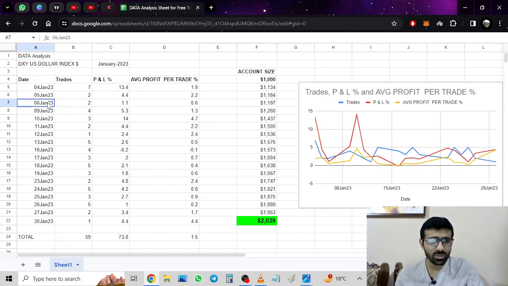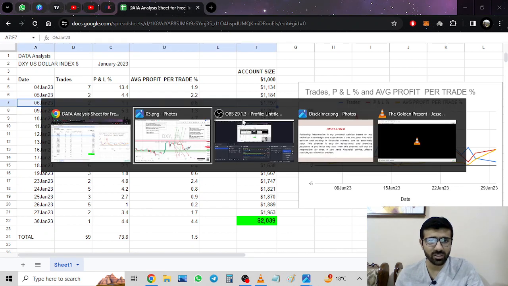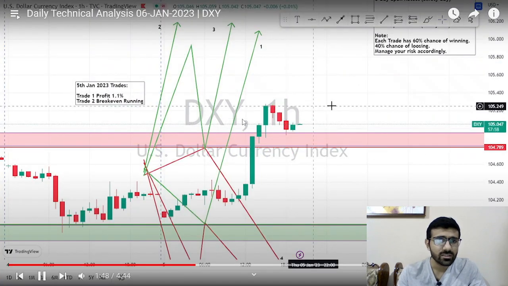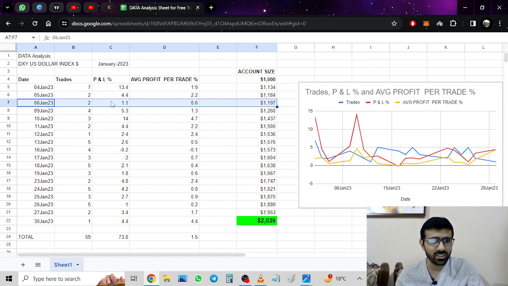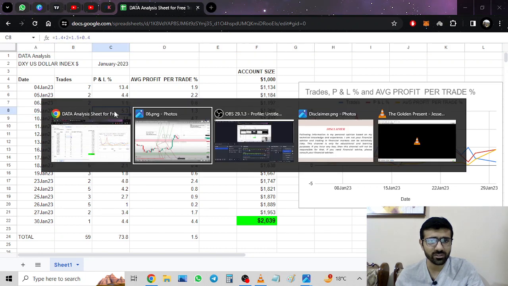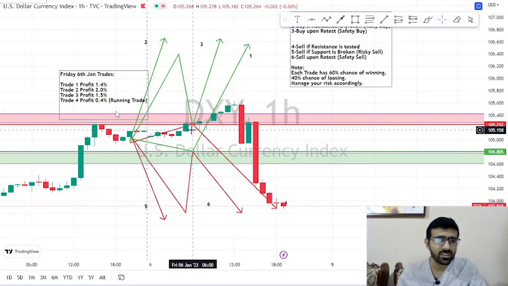Okay, so let me show you the screen from the 6th of January. So we took 2 trades, 1.1% and another one of 0. So let me show you this, that 1.1% and 0 over here you can see. So now the next day, 9th of January, 4 trades executed, 5.3% profit. Let us go to the next screen. Okay, yes, 4 trades executed, 1.4, 2.0, 1.5 and 0.4.